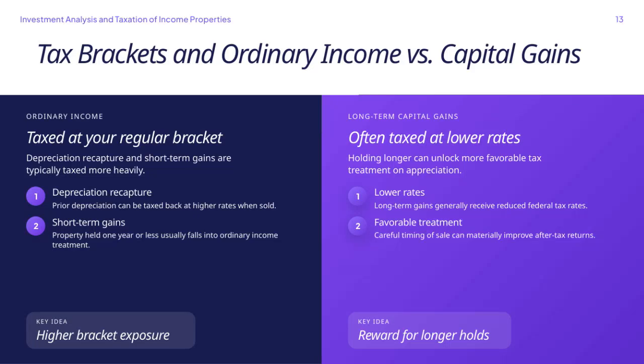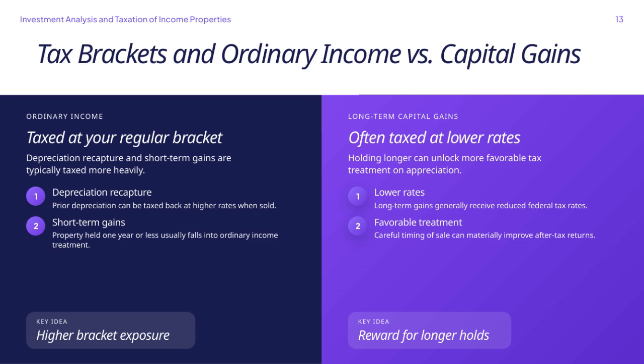When it comes to taxation, it's important to understand the difference between ordinary income and capital gains, especially in real estate. Depreciation recapture and short-term gains are usually taxed at higher rates because they fall under ordinary income. This means that any depreciation you claimed in previous years can be taxed back at your regular tax bracket when you sell the property. Additionally, if you hold a property for 1 year or less, the gains are typically treated as ordinary income, which often results in a higher tax burden.